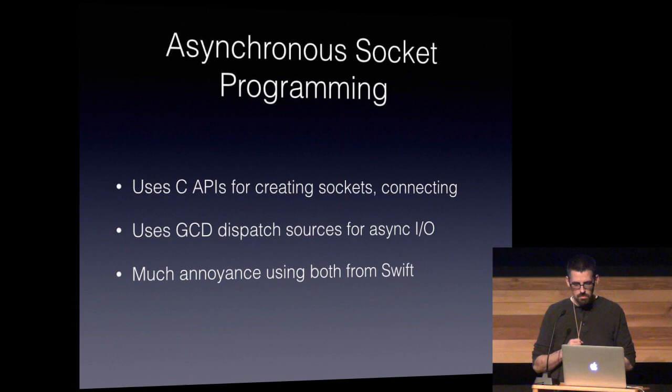So this deferred TCP socket uses the low level C APIs, you know, getaddrname, getsockname, all that stuff, getaddrinfo. It sits on top of GCD's dispatch sources for async IO, which is another C-based thing. Both of those are super annoying to use from Swift.